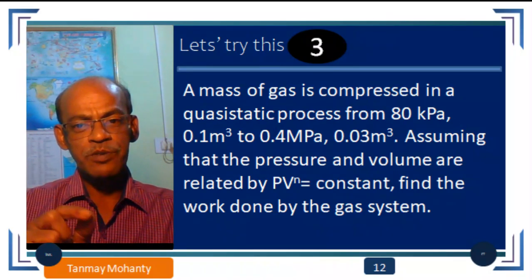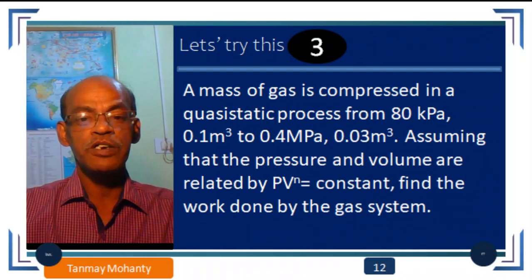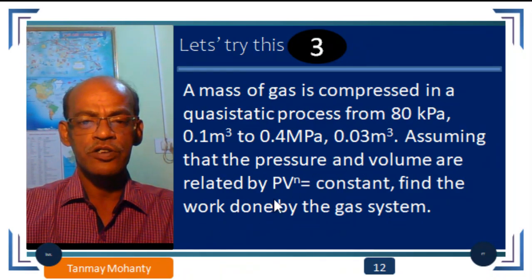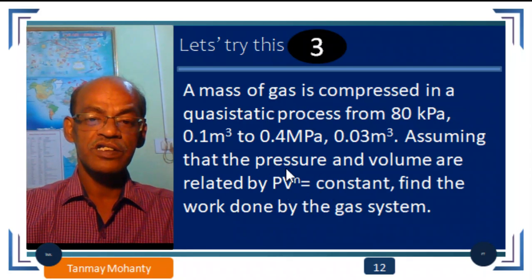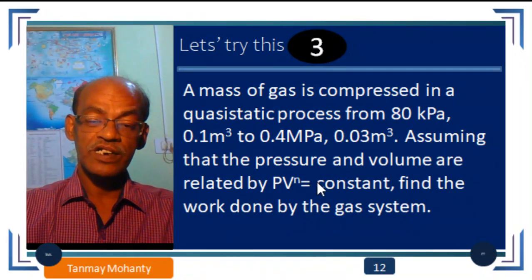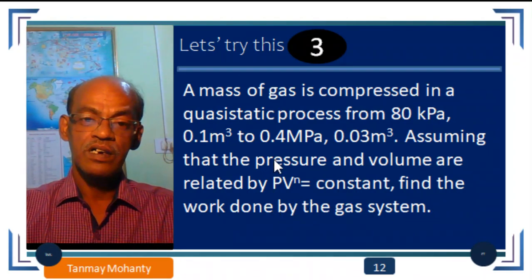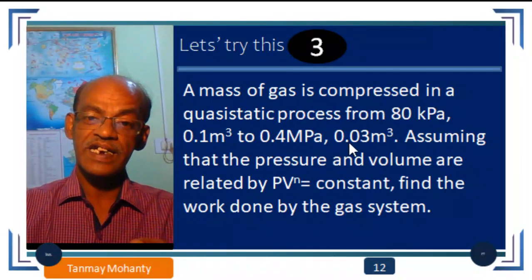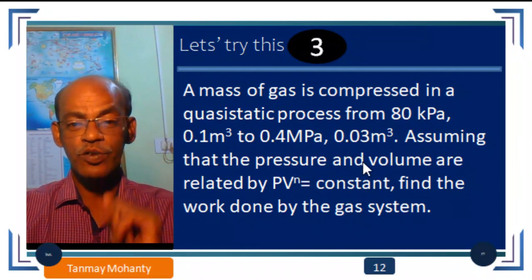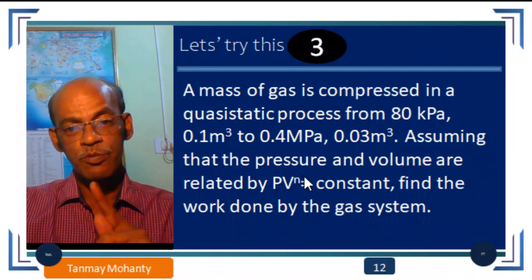Now, assuming that pressure and volume are related by PV to the power n equal to constant, it is a polytropic process again. Find the work done by the gas system. Simple, provided you understand what we are going to do. What type of process is this? This is again a polytropic process. What is the formula for WB, work done by the system? P1 V1 minus P2 V2 by n minus 1, where P1, V1, P2, V2 are given. I do not know n, that index. I am to find out.